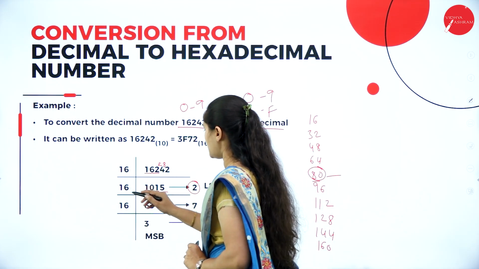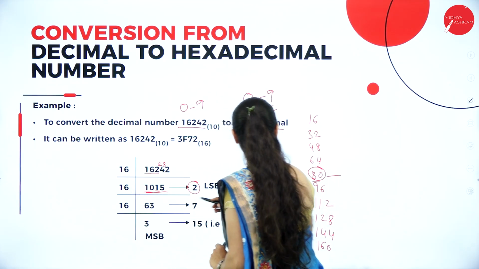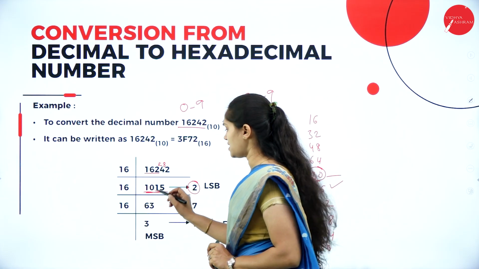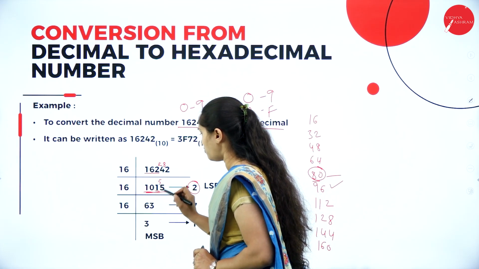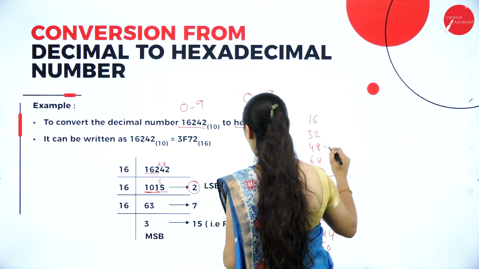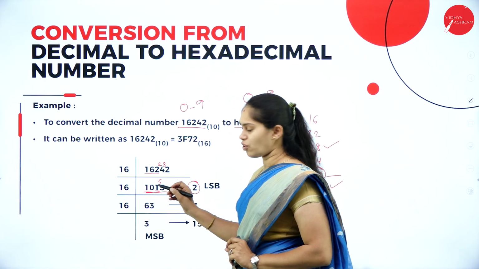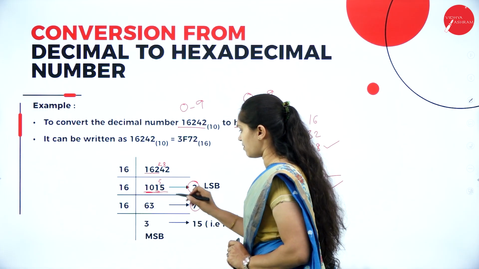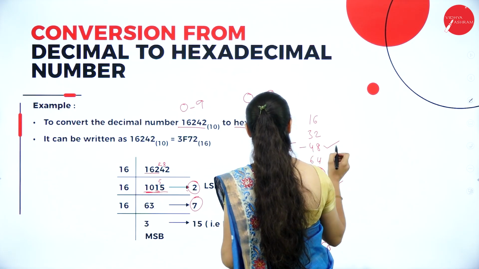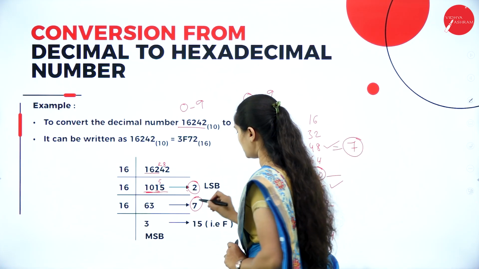Here you can see that 16 sixes are how much? 96. So 101 minus 96, the remainder is going to be 5. Now it becomes 55. Then 16 threes are 48. So 55 minus 48 will be 7. That remainder comes here.